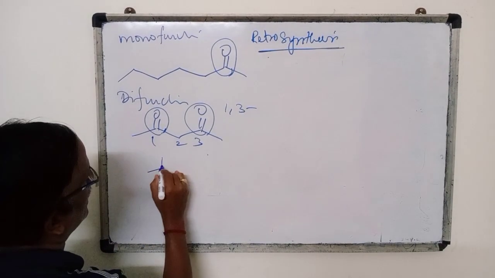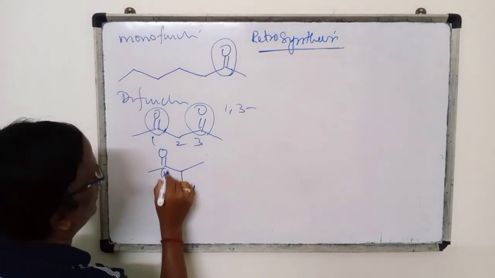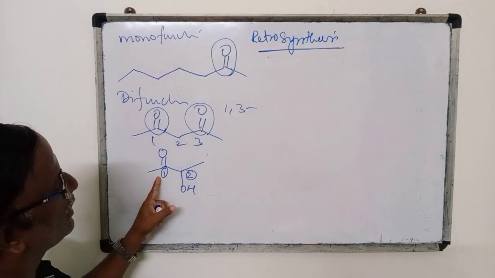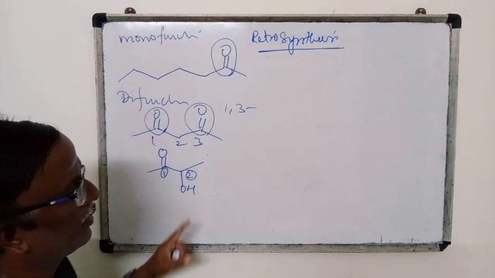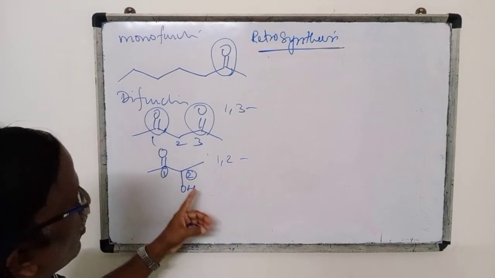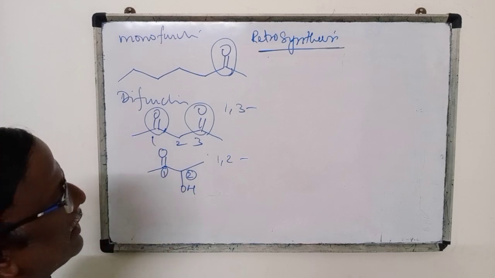Another example, like I have an OH group like this. What are the functional groups present here? In the previous one, both were keto groups. Here, one is a keto group and another is a hydroxy group. So this is also 1,2, but not the same. It is a 1,2 functional group where the functional groups are keto and alcohol.